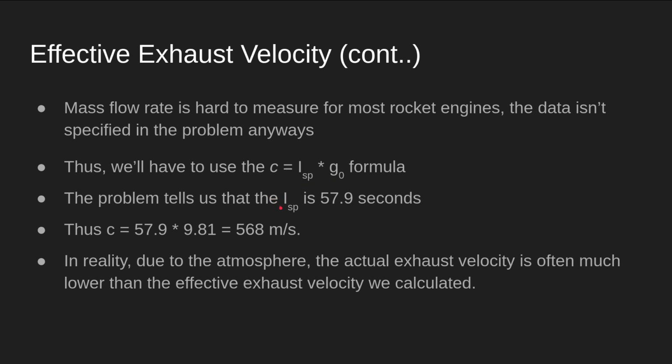So we have that the ISP is 57.9 seconds. Thus, the effective exhaust velocity c is 57.9 times 9.81, which is just 568 meters per second. But like I mentioned earlier, due to the atmosphere, the exhaust never reaches this speed. It's much lower because the exhaust collides with the atmosphere and slows down quite a bit.